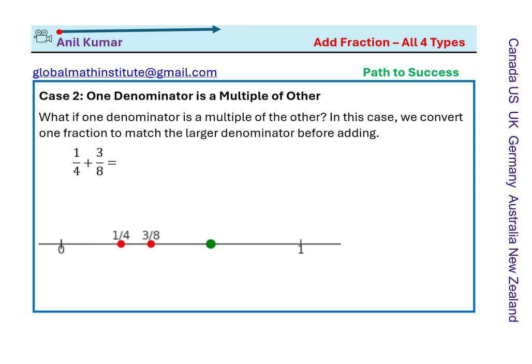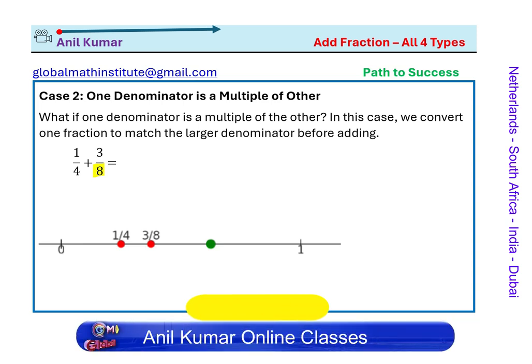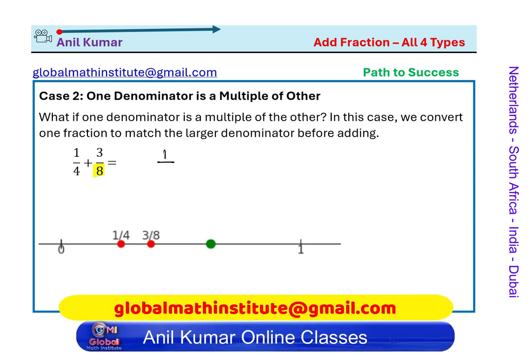What if one denominator is a multiple of the other? In this case, we convert one fraction to match the larger denominator before adding. As you can identify, 4 times 2 is 8. So 8 is my larger denominator. So I'll convert both 1 over 4 plus 3 over 8.